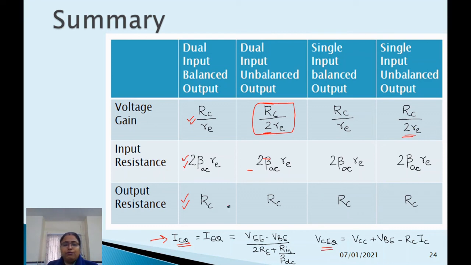So for all these four configurations, this is the summary, the full summarized equations which we have derived in all the four configurations, as you can see.